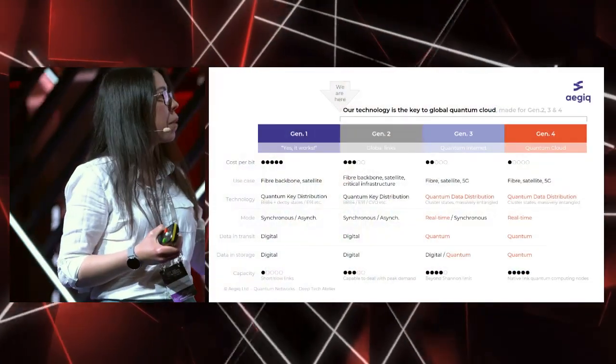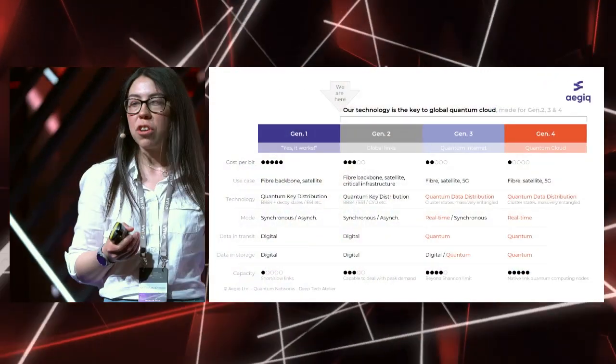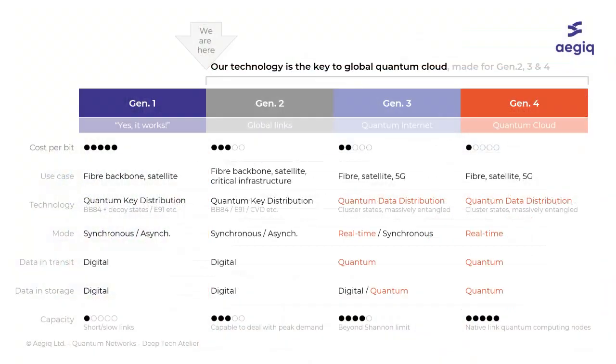So where are we with the technology? You can break quantum into 4 generations. We're currently completing generation 1 and entering generation 2. In generation 1, we showed that it works, which is wonderful. And people are starting to see what it can do. However, it's still expensive, and the distance over which you can send those keys is still somewhat limited.